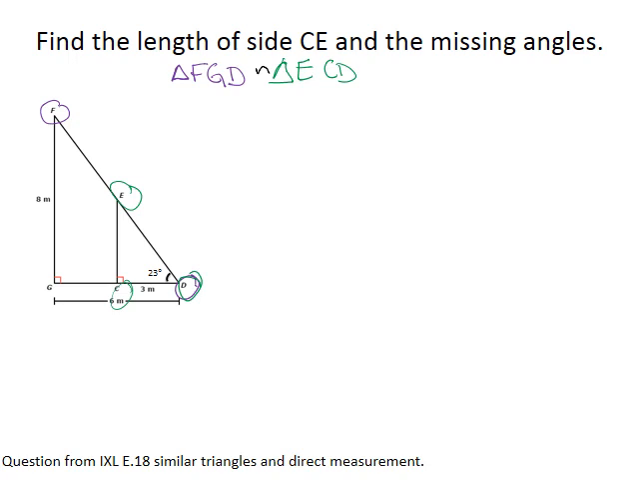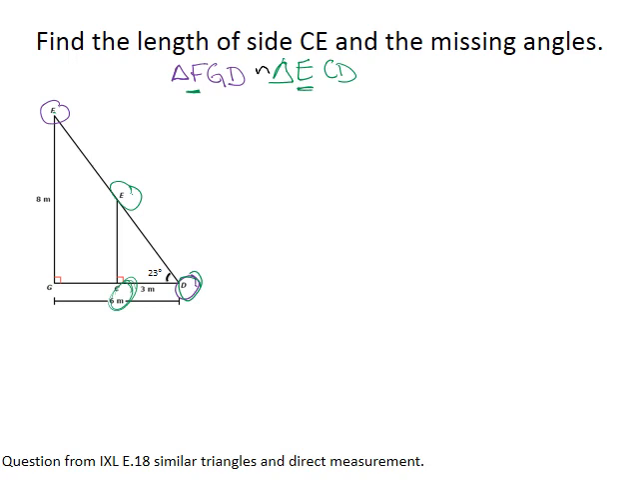Notice that again, I matched up my corresponding sides with angles. So that means that angle F and angle E are corresponding. Angle G and angle C are corresponding. You can actually see that they're both 90 degrees. And angle D and angle D are the same angle, so they're corresponding. So it says find the length of side CE and the missing angles. Well, side CE is this side right here. Let's start with side CE.